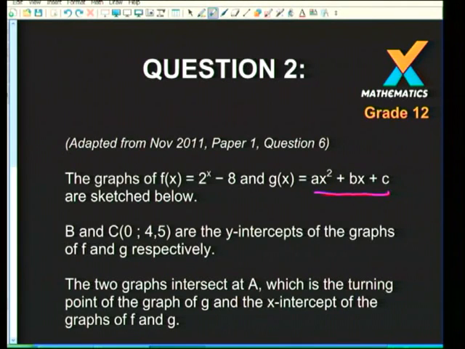Okay, b and c, and they give me the coordinates of c. C is 4.5, are the y-intercepts of the graph of f and g respectively. So in other words, the b is for f and the c is for g. So the parabola's y-intercept is that. The two graphs intersect at A, which is the turning point of the graph of g, and the x-intercept of the graphs of f and g. So they're telling me it's both of those things. Right, so let's have a look at the picture.